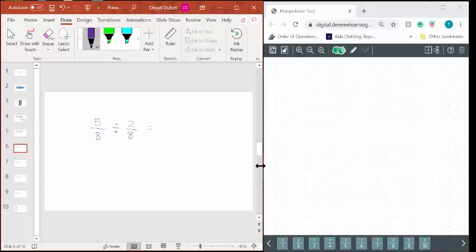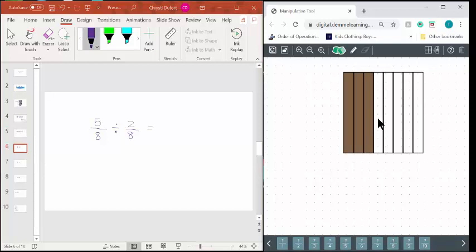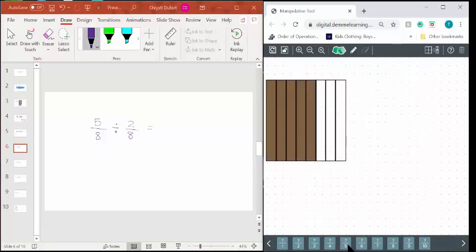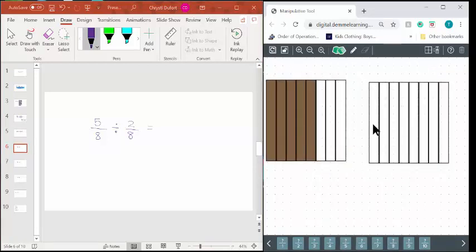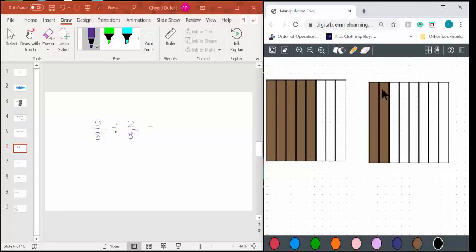5/8 divided by 2/8. So 1, 2, 3, 4, 5. We have 5/8, and we want to divide by 2/8. Okay, how many times are my 2/8 going to fit into 5/8? Well, here's 2/8. Here's 2/8. But it won't go in perfectly. I don't have enough to fit another 2/8. I could fit one more 1/8. So 2/8 will go into 5/8 2 whole times, but then I can only fit another half of it. So it's 2 1/2. I'm going to write that down over here.